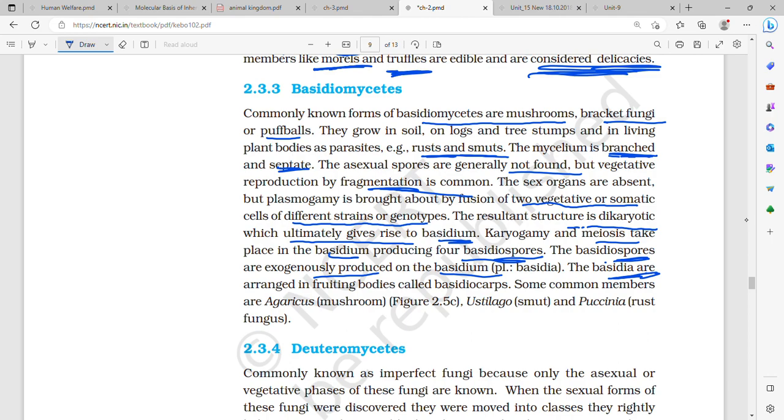The basidia are arranged in fruiting bodies called basidiocarps. Some common members are Agaricus, which is mushroom, Ustilago, smut, and Puccinia, rust. Agaricus, Ustilago, and Puccinia.